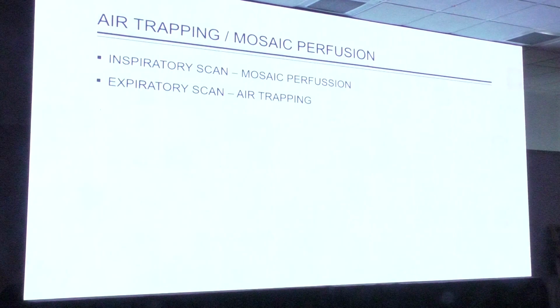Coming to air trapping and mosaic perfusion, very, very important. You cannot call air trapping in an inspiratory scan. To say it as air trapping, you need an expiratory scan. Usually we ask the patients to take a deep breath and hold, which is an inspiratory scan. If you want to confirm air trapping, you have to ask the patient to exhale and then take a scan in expiration and hold. So in an inspiratory scan, it is mosaic perfusion. In an expiratory scan, it is air trapping.